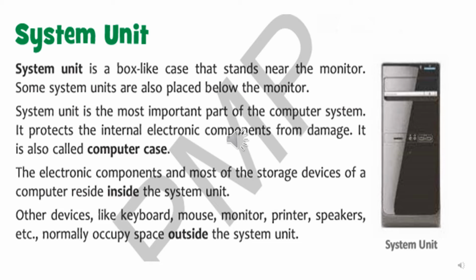Let us start with system unit. Children, maybe you have seen CPU boxes in your computer lab. The box which stands near your monitor is well known by you as CPU. Actually they are system units. They are the boxes in which the internal electronic parts of computer and the storage devices can be connected with each other safely. And the other devices like keyboard, mouse, monitor, printer, speakers are also hardware devices, but they occupy space outside the system unit.